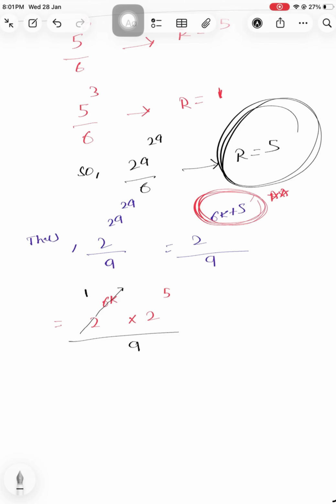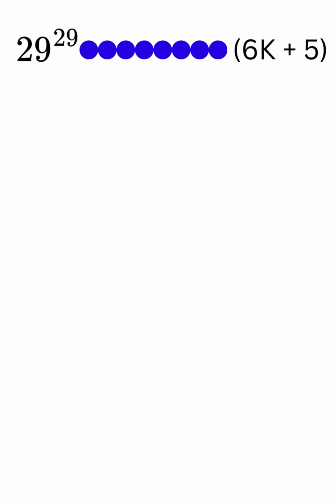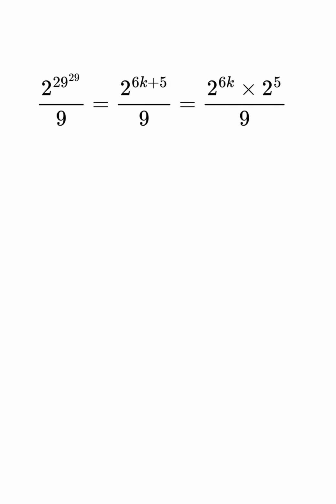So we can say that this 29 to the power 29 can also be expressed in the form of 6k plus 5, 6 being the divisor, k being some unknown big number which is the quotient, and 5 being the remainder. So this 29 raised to the power 29 can easily be expressed as 6k plus 5. Now finally, this 2 to the power 29, again a power 29, divided by 9, can be written as 2 raised to the power 6k plus 5 upon 9.